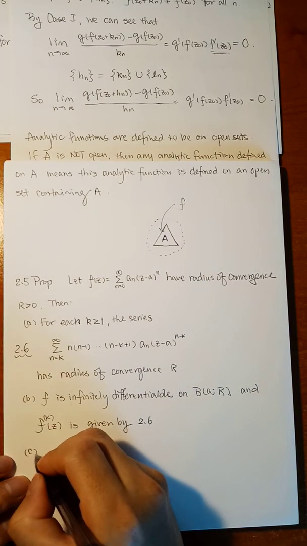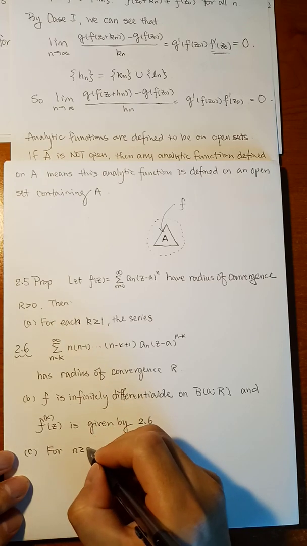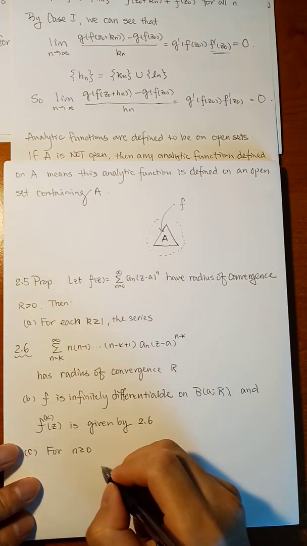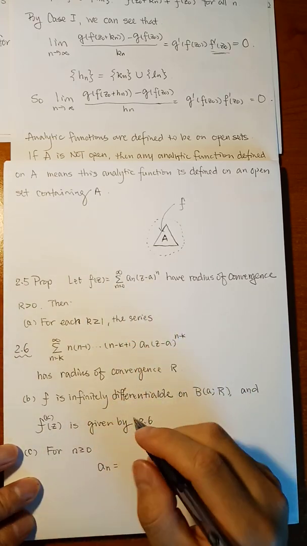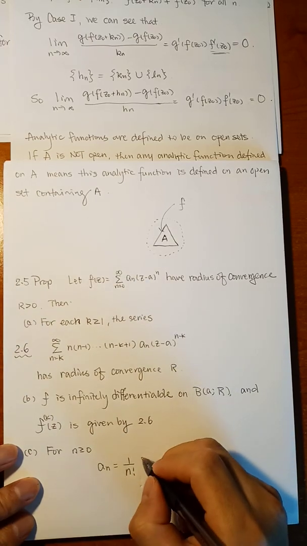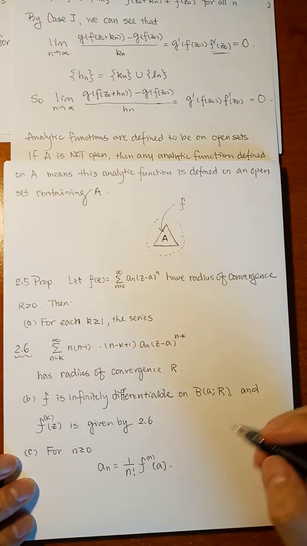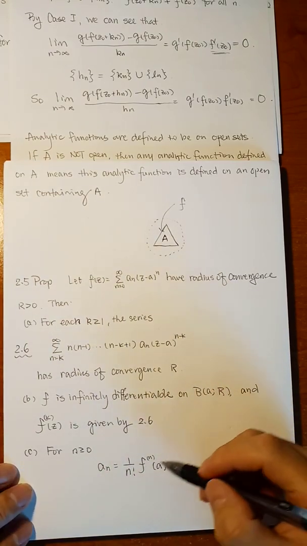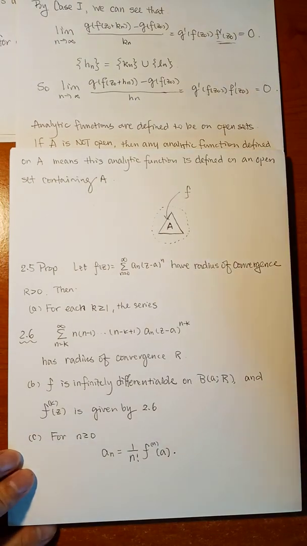And part C: for n greater than or equal to 0, the coefficient a sub n is not random. It's tightly related. It is 1 over n factorial times the nth derivative of f evaluated at a. So it's uniquely determined by the evaluation of the nth derivative.